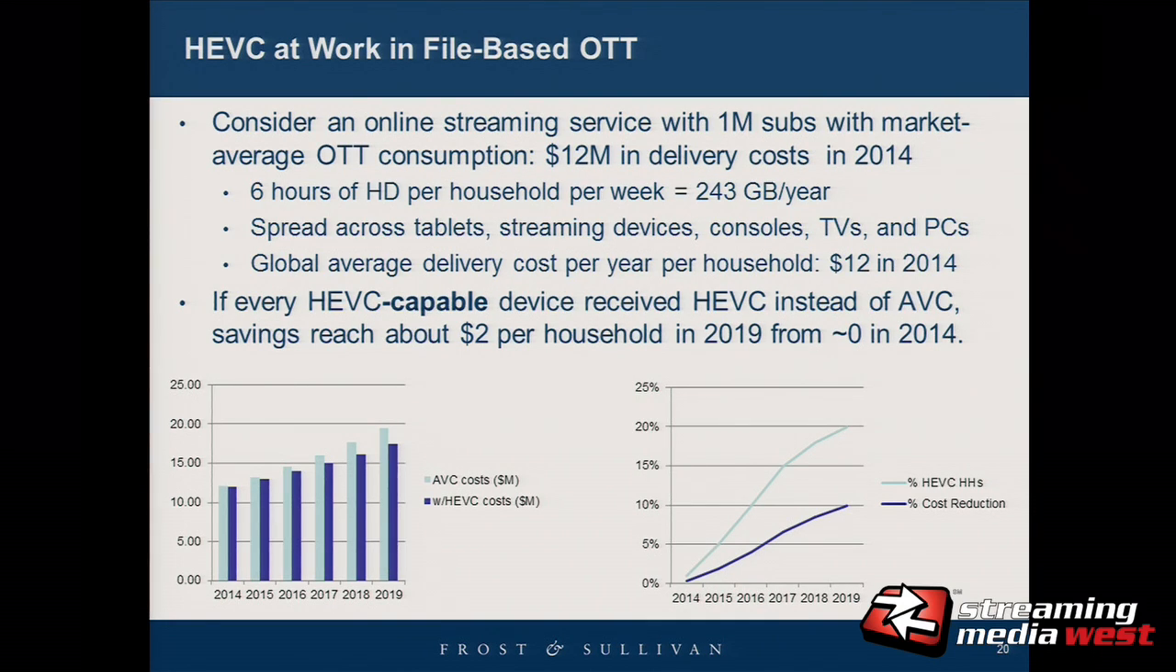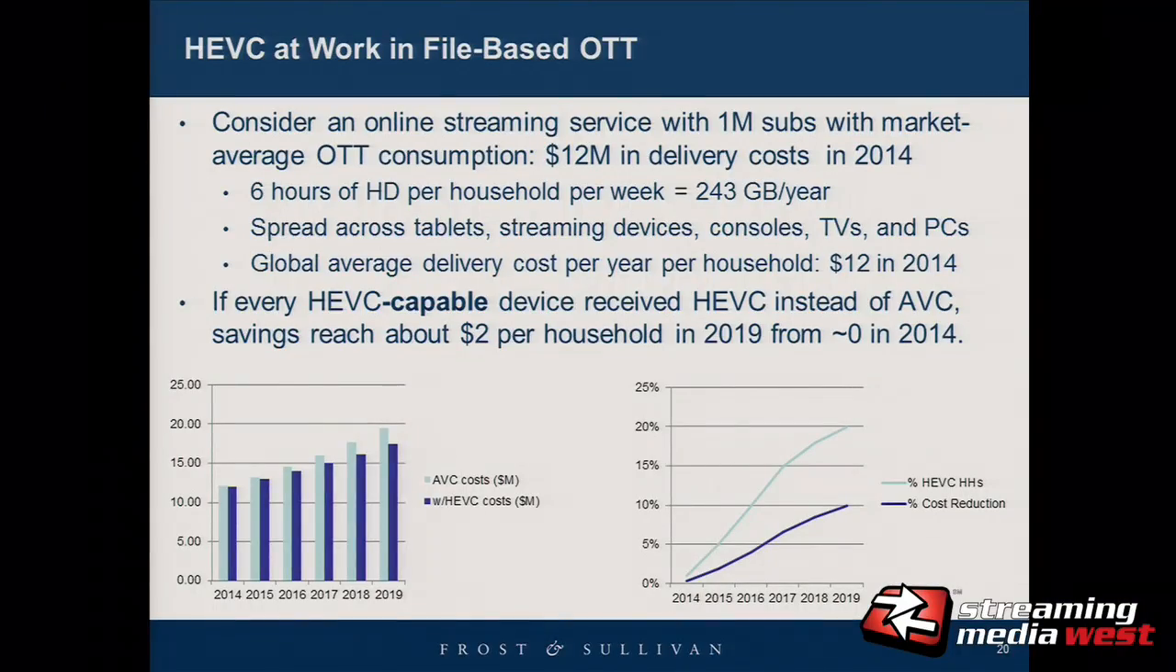So what happens to the OPEX as you start to transition to HEVC? This is a fairly humongous spreadsheet. I'm happy to email it to anyone who wants to play with the numbers. But what I've assumed is, for the same number of subscribers, constant growth in content consumption, moderate growth in AVC compression efficiency, and much faster growth in HEVC compression efficiency.